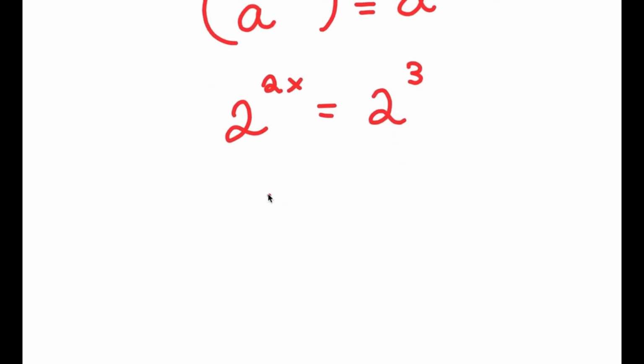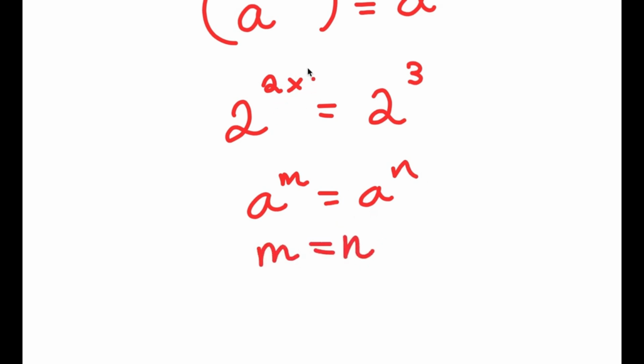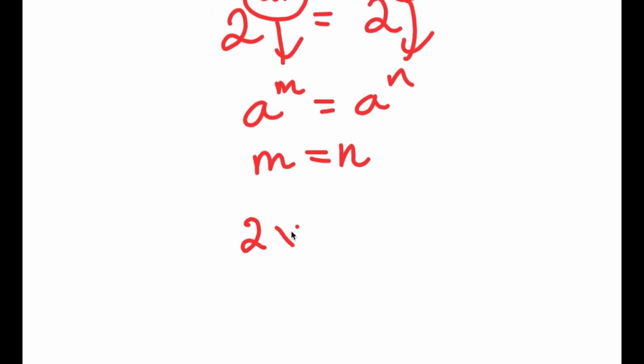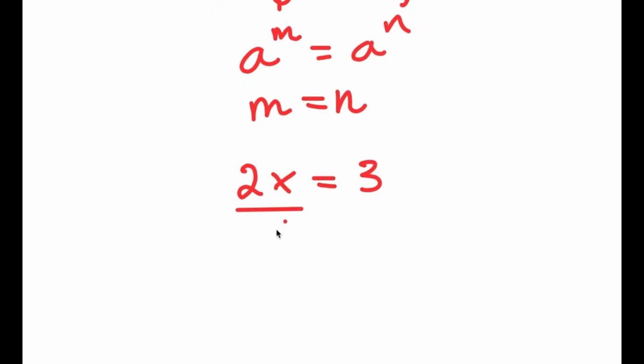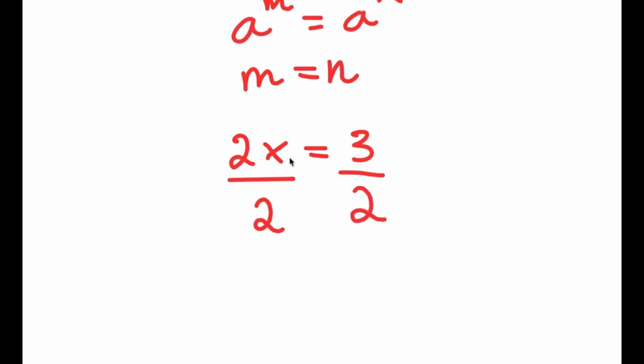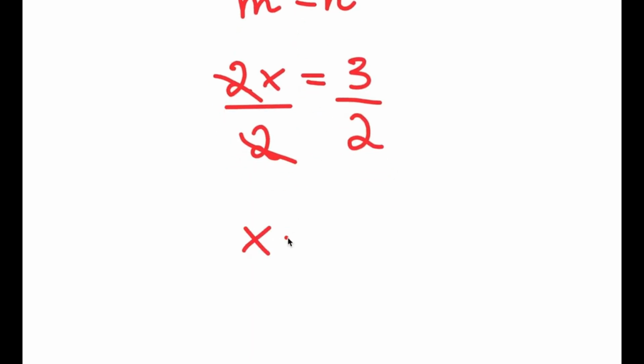And now, if I have something in the form a to the power of m is equal to a to the power of n, this means that m is equal to n. Meaning, in this case, 2x is equal to m and 3 is n. So I have 2x is equal to 3. And this is a simple equation. All I have to do is divide both sides by 2. So then these two cancel out, and I get x is equal to 3 over 2.